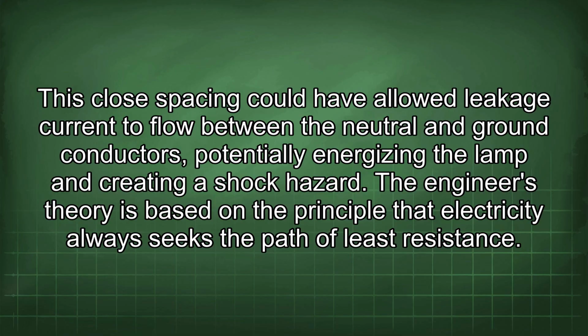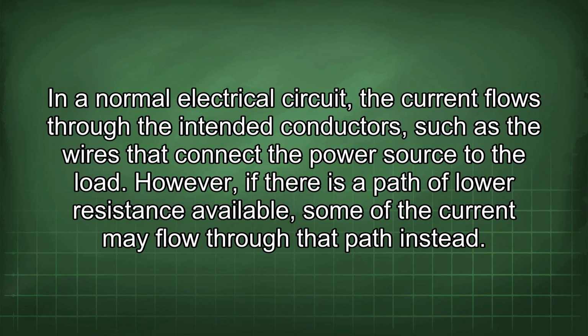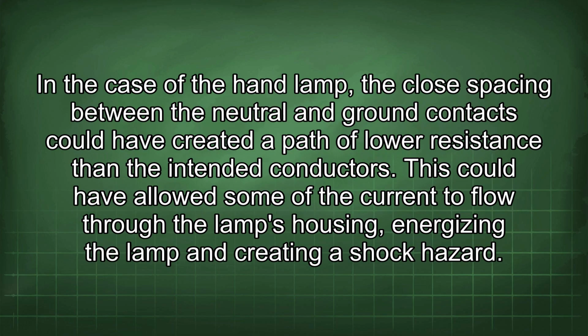The engineer's theory is based on the principle that electricity always seeks the path of least resistance. In a normal electrical circuit, the current flows through the intended conductors, such as the wires that connect the power source to the load. However, if there is a path of low resistance available, some of the current may flow through that path instead. In the case of the hand lamp, the close spacing between the neutral and ground contacts could have created a path of lower resistance than the intended conductors.